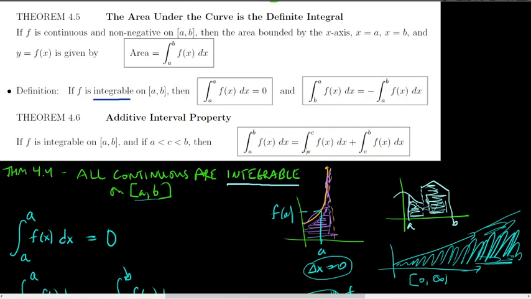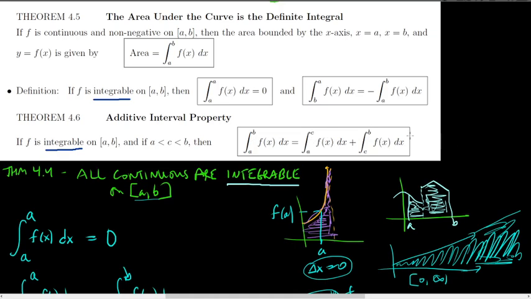Okay. One more, Theorem 4.6. This is the additive interval property. It says that if you have an integrable function, remember, integrable just means that it's finite area, on a closed and bounded interval, and you divide that interval up at some point c in the middle, then you can take the integral from a to b and just go from a to c and then from c to b.